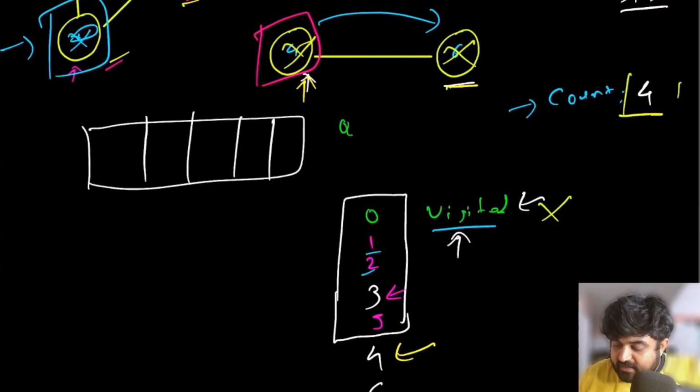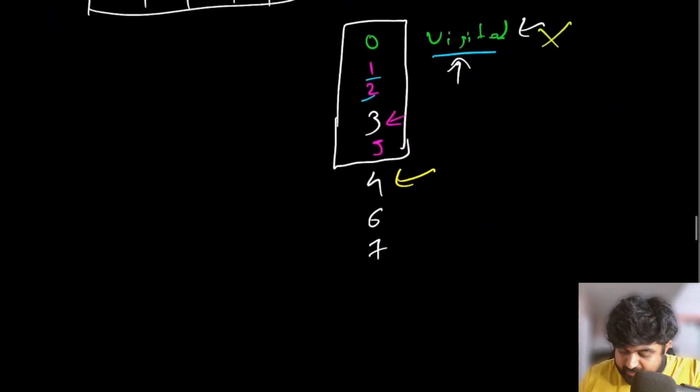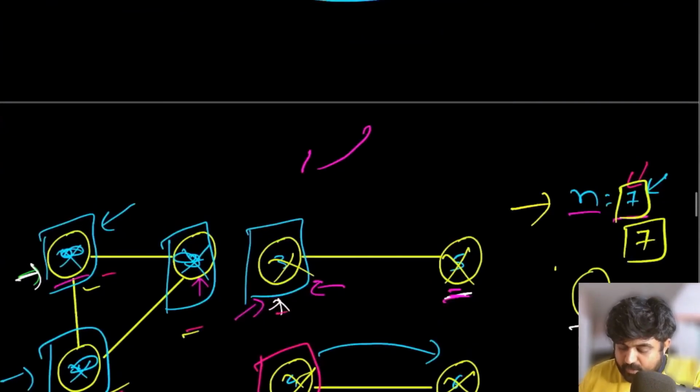So in the end, whatever value has been stored inside this count variable is the answer we need to return. So simply at the end, we can return that there are 4 connected components in this problem. And this is the complete solution.